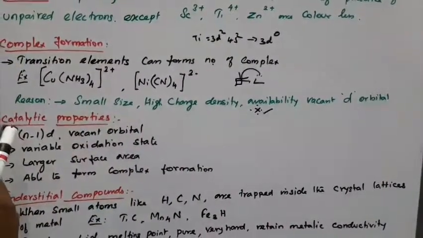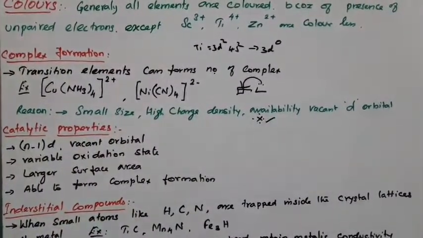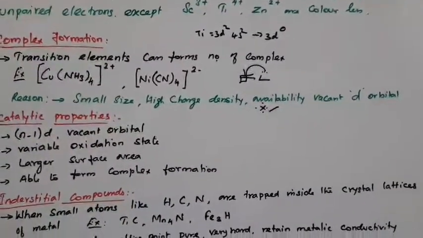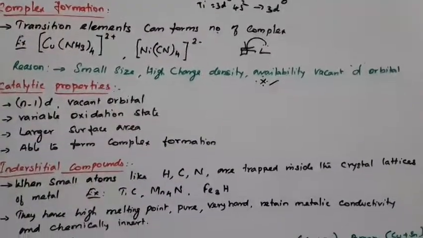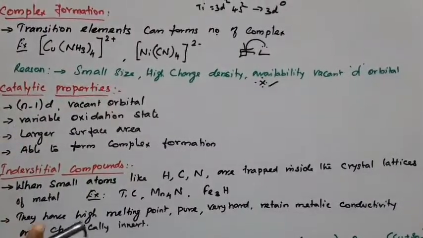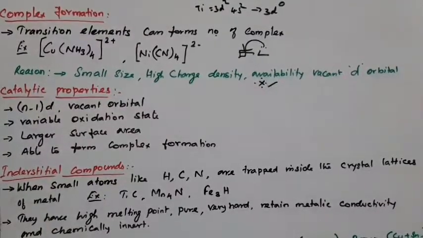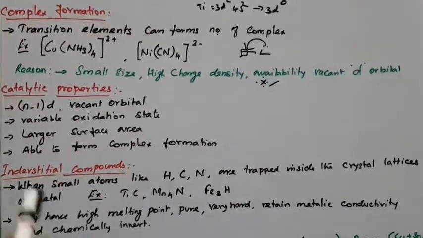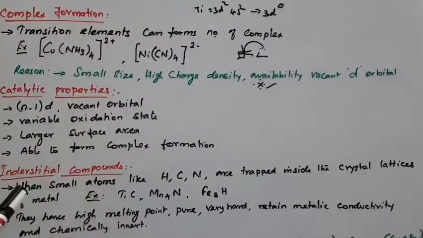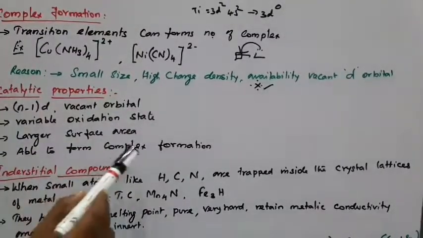Next, they act as good catalysts. A catalyst enhances the speed of the reaction of the reactants, so that the reactants immediately give product. We know that in the d block elements, most of the transition metals act as good catalysts and are used in many industries. The reasons are the (n minus 1)d vacant orbitals, variable oxidation state, and larger surface area, so that they are able to form complexes.